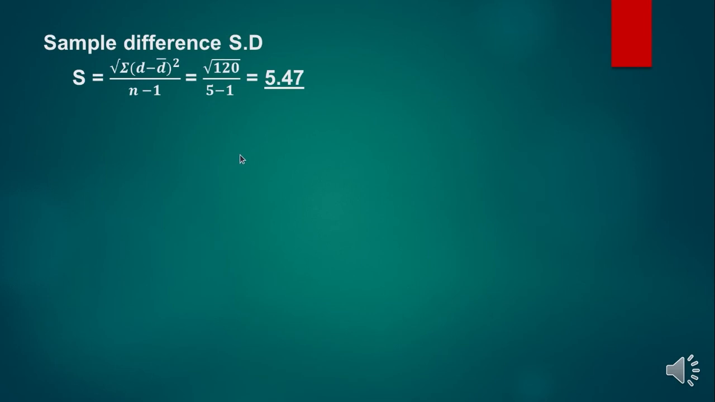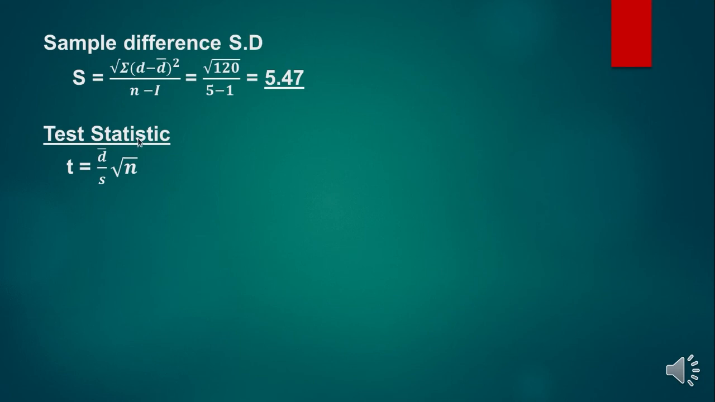Next we have to calculate the sample difference. The formula for the sample difference S is equal to the square root of the summation of D minus D bar whole square divided by N minus 1. The summation of D minus D bar whole square we already calculated, that is 120, and N is the number of candidates, that is 5, minus 1. So the answer is 5.47.